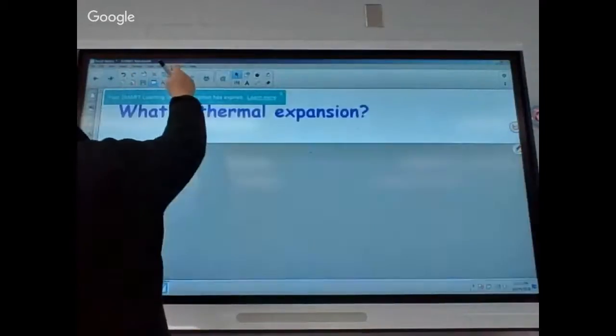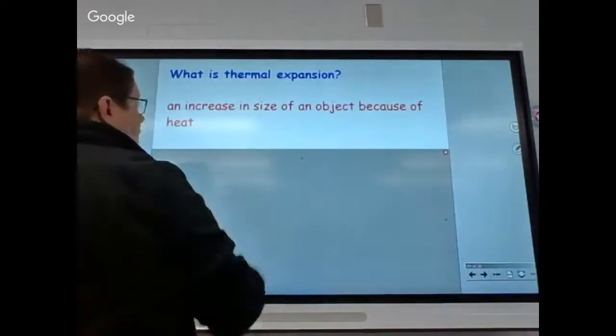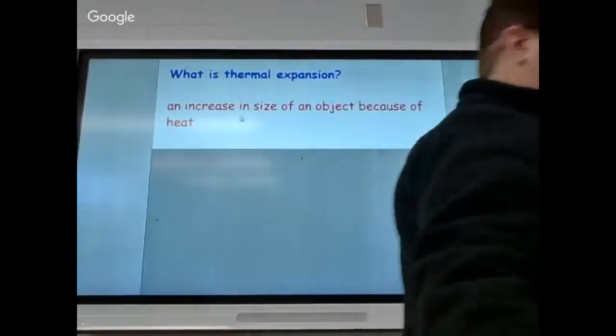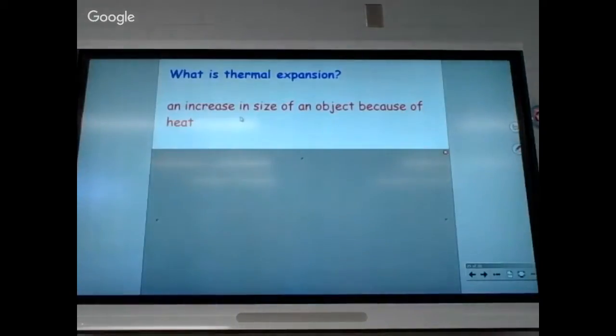The last little bit of notes is on thermal expansion. All right, what is thermal expansion? It's when something increases in size because you do what to it? You heat it. Okay? Thermal expansion is when something heats up or increases in size because you heat it. Now, we have lots of examples of these that we use every day.